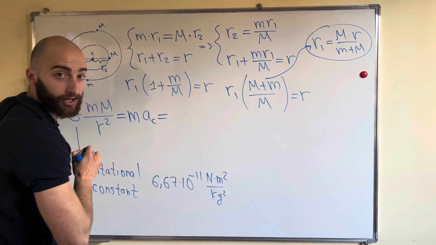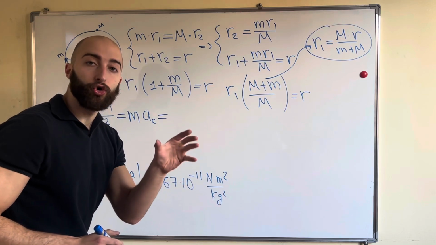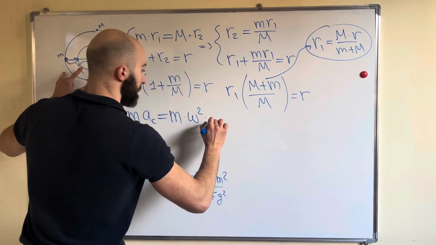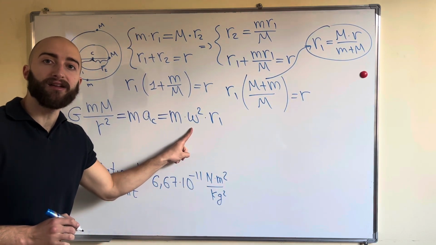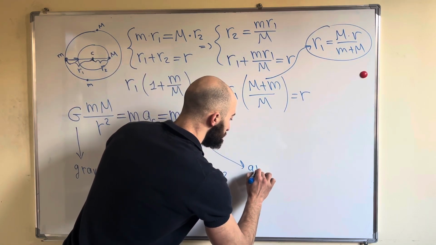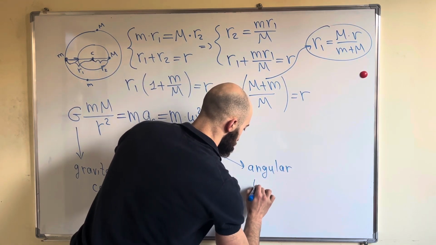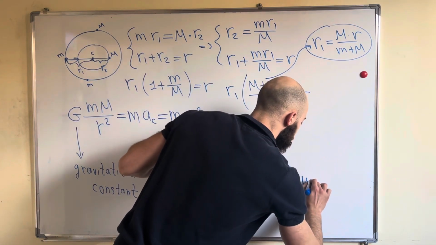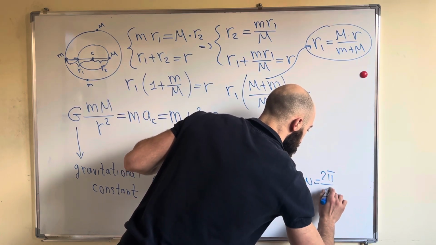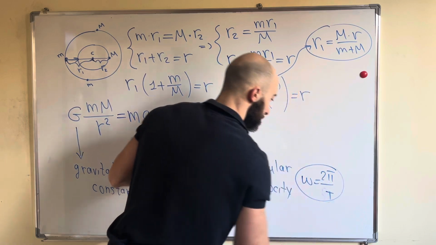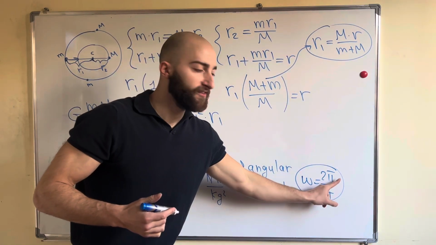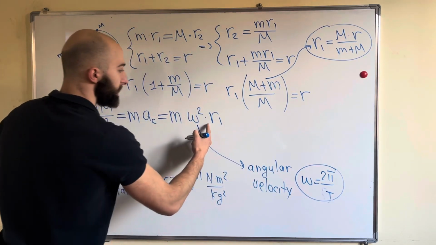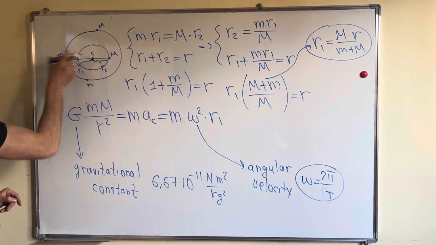But what is the centripetal acceleration? The centripetal acceleration is omega squared times R1, where omega is the angular velocity. And it is related to the period like this: omega is 2 pi over the period, 2 pi over T. Angular velocity is 2 pi divided by the period of rotation, which is what we're looking for. And there is R1 because it is moving on a circle which has the radius R1.